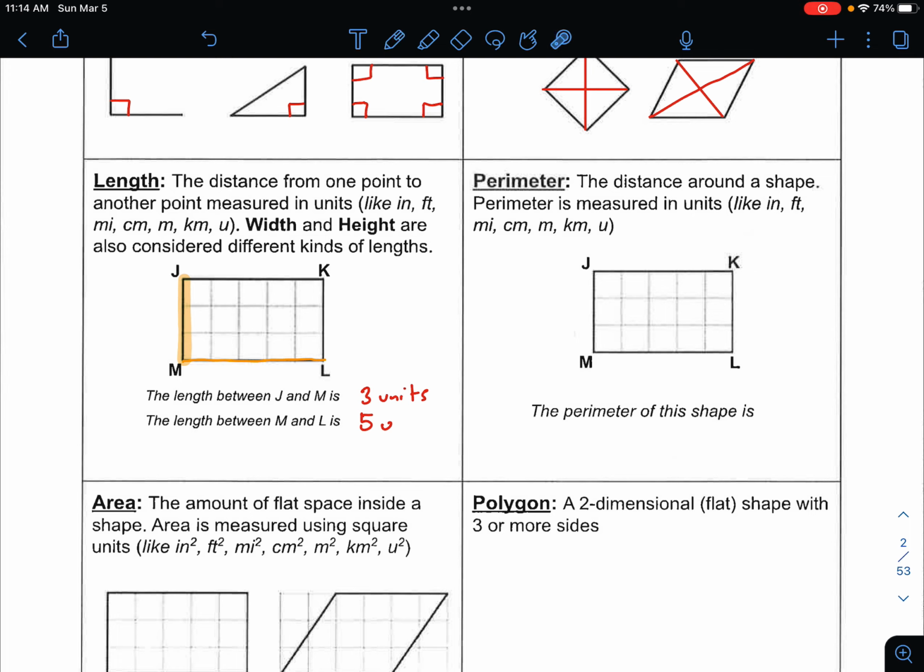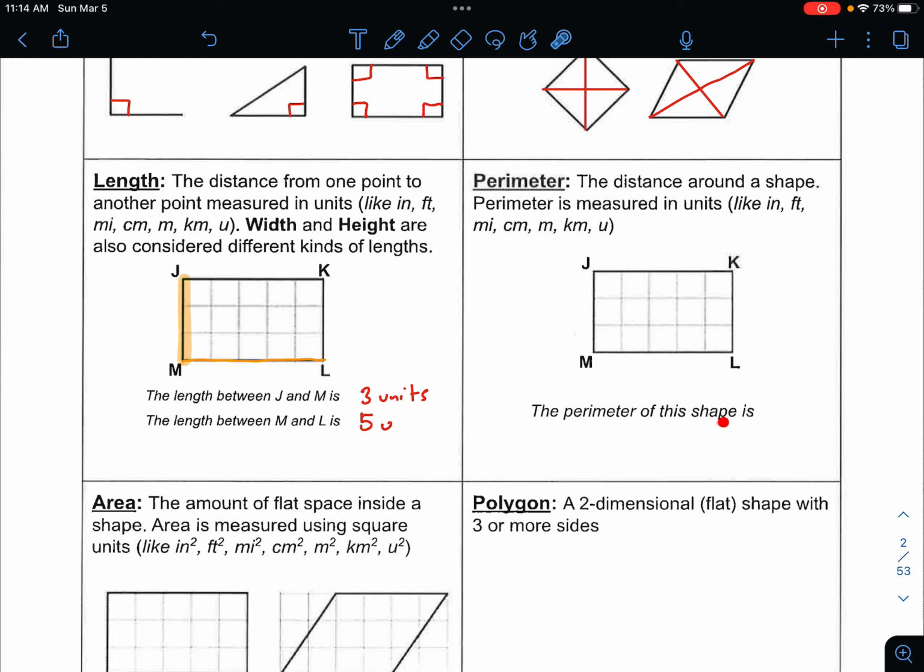Perimeter. Perimeter is the distance around a shape. So length is just any amount of distance. Perimeter is the distance around a whole shape specifically. So perimeter is measured in units as well, like inches, feet, miles, centimeters, meters, kilometers, and units. I don't know how long these are, so we'll just call them units.